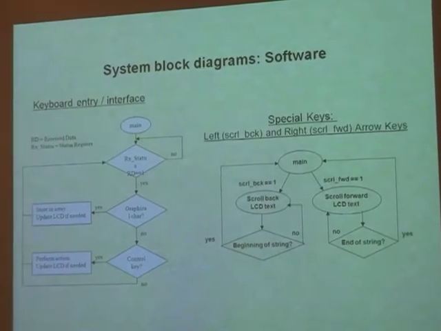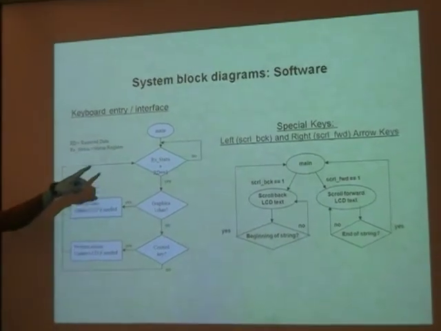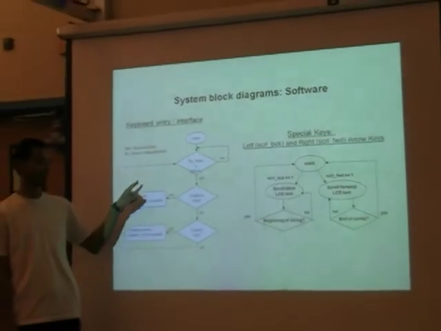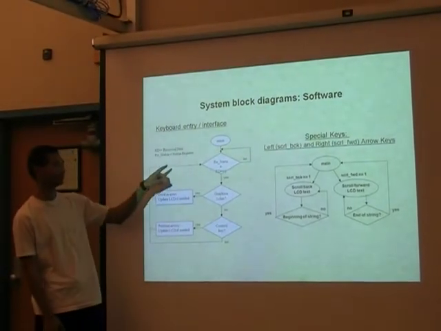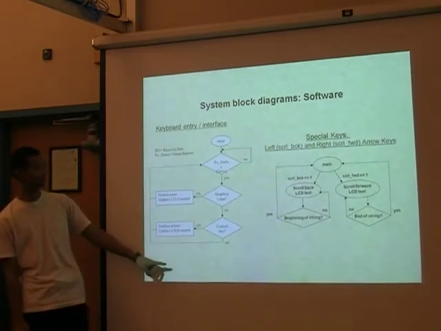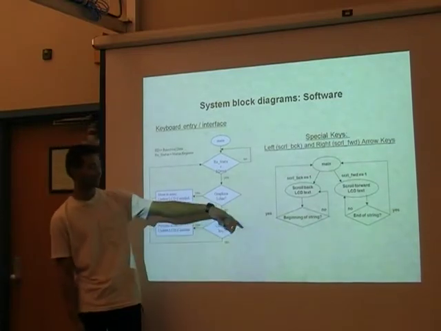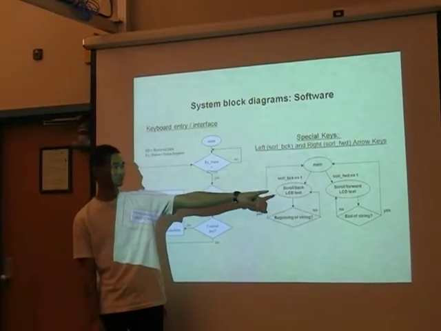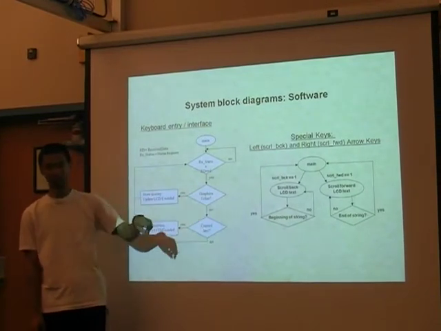And so the software is pretty simple. This is how the data gets from the user to the keyboard to the LCD. And the scrolling function, there's two special keys, the left arrow and the right arrow. So every cycle, it just checks to see if any of these two special keys are pressed. And if it is, then it scrolls back and forth.